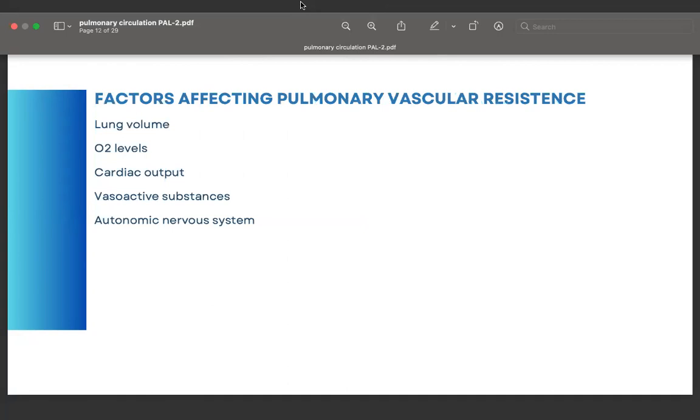So there are several factors that can affect pulmonary vascular resistance. The most significant ones for us are lung volume, oxygen levels, cardiac output, vasoactive substances, and the autonomic nervous system. We're going to discuss each one in detail, starting off with lung volume.